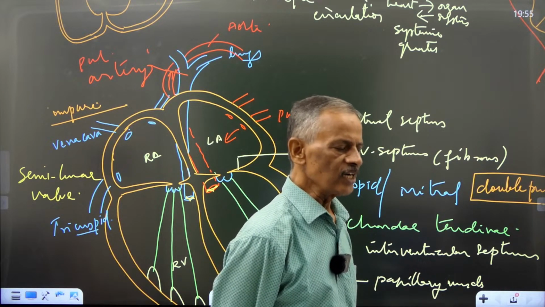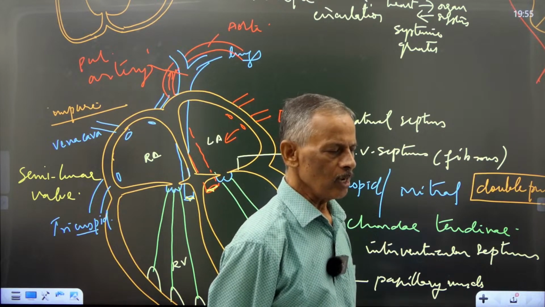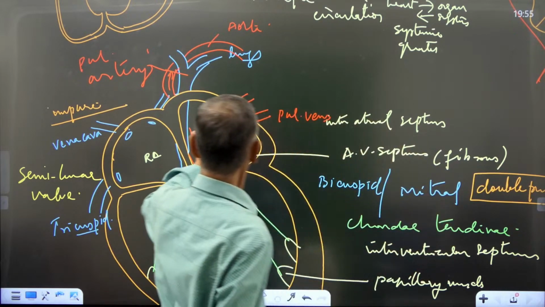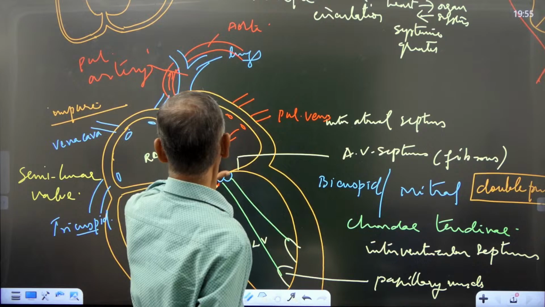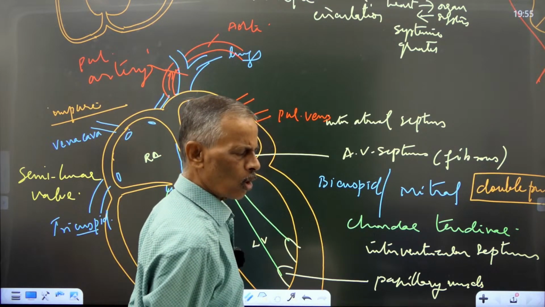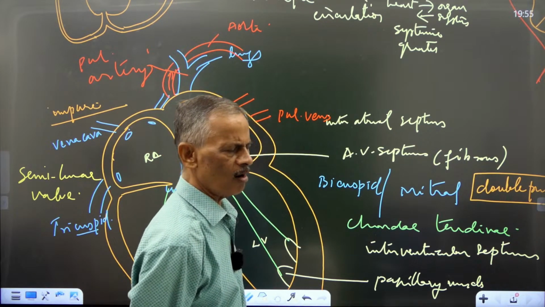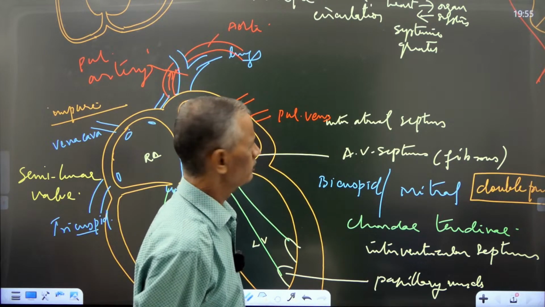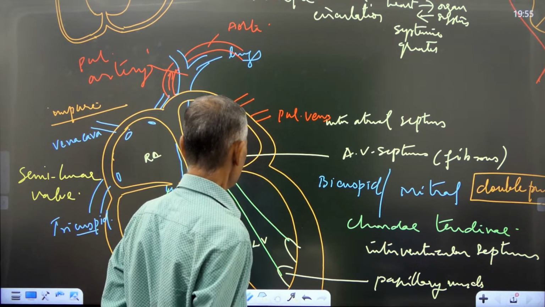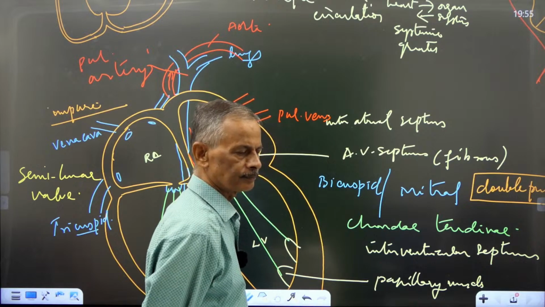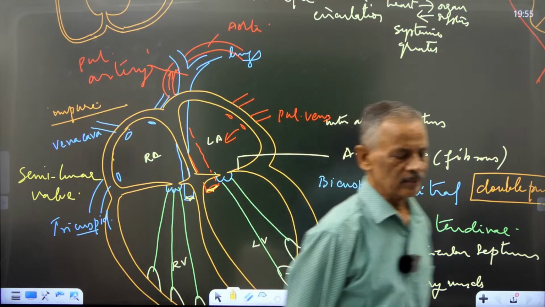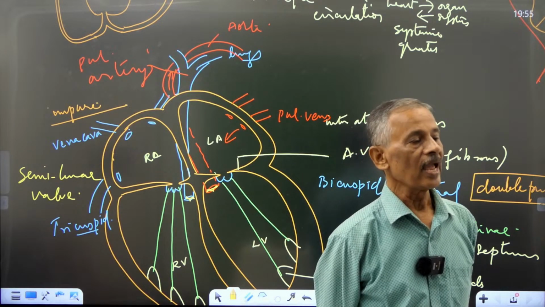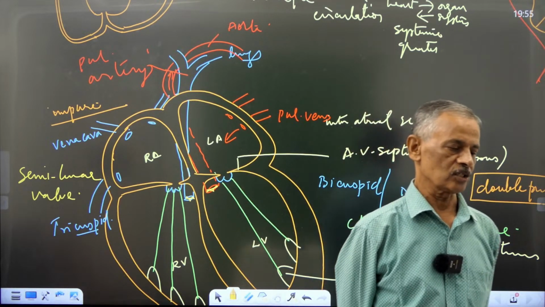Auricle is atria. Auricle is also the atria. Is that clear? These two. Auricles are atria. Auricles are old names. Now it is called atria. Clear? So you studied the blood vessels that are opening to the heart and arising from the heart.